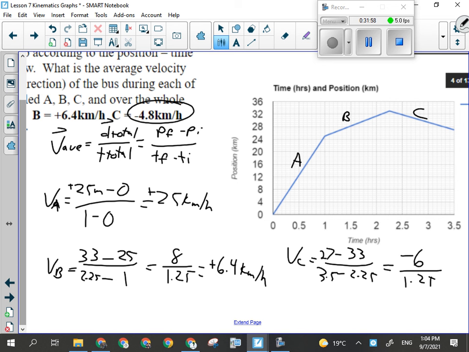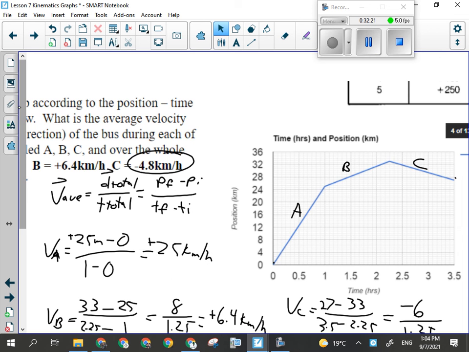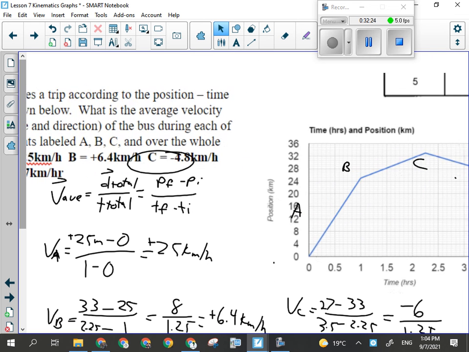Is it also the same process for the entire trip? Yeah, it is. Okay. My initial position is 0. My final position is 27, and that takes 3.5 hours. So all I have to do is go average velocity equals total displacement, positive 27 kilometers, divided by total time, 3.5 hours. Okay, and I should get 7.7 kilometers per hour.